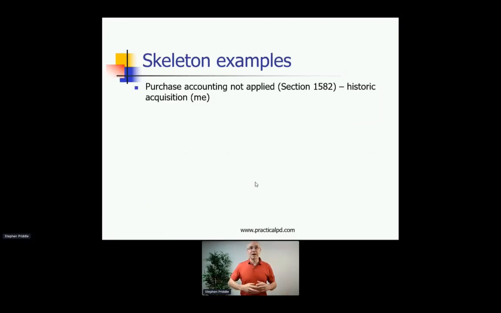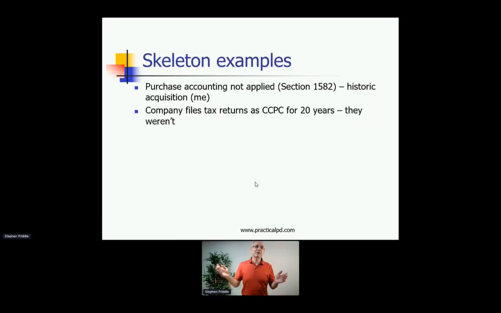Skeleton examples. Here I was hired by a company that had recently done an acquisition, and it was audited, but purchase accounting had not been applied. They hadn't valued the fair value of the assets and recorded goodwill. Historic acquisition, the balance sheet was completely wrong. Company files tax returns as a CCPC for 20 years. They're not a CCPC. They've been claiming the small business deduction for 20 years. They're not. Now, some of you would say, that's the tax advisor's problem. Partly, but if you, as a professional accountant, sign off the tax returns as a CCPC for the next 5 years, then you notice they're not, it's your problem as well, and your embarrassment as well, and your skeleton as well.